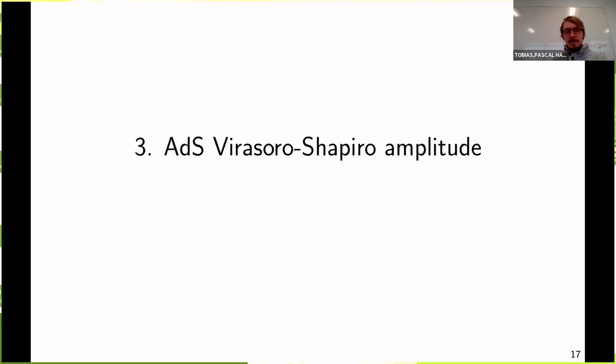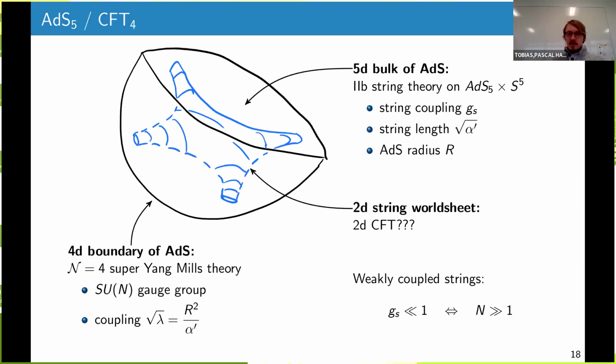Okay, so now we can talk about the AdS Virasoro-Shapiro amplitude. And of course, we are now in AdS5/CFT4. So in the bulk of AdS, we have type IIB string theory on AdS5 x S5. We still have the string coupling and the string length, but now we have an additional parameter, the AdS radius. On the boundary, we have N=4 super Yang-Mills theory, which is parameterized by the rank of the gauge group and the 't Hooft coupling lambda.